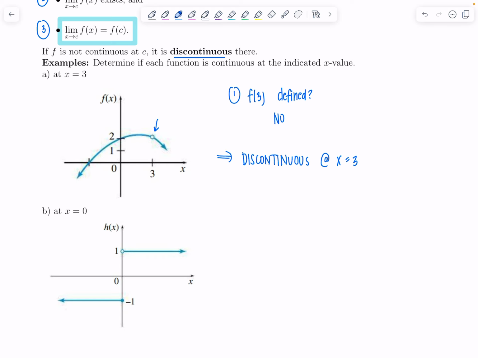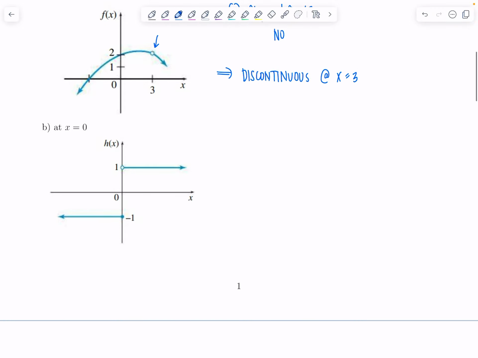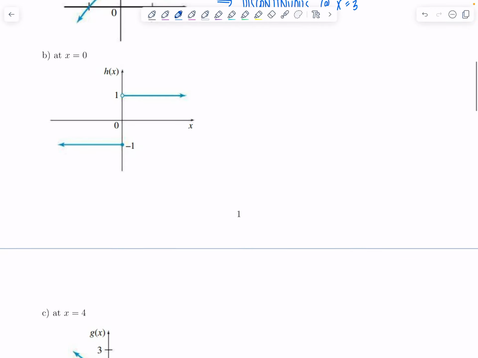Okay, very good. Let's look at another example now. Here we have h of x, and we're investigating what's going on at x equals 0. So first thing I'm going to check in my three-part definition is, is h of 0 defined? Is the function defined when x equals 0? So notice here there's an open circle, but at this point where x is 0, we have a closed circle. So the function is defined at x equals 0.